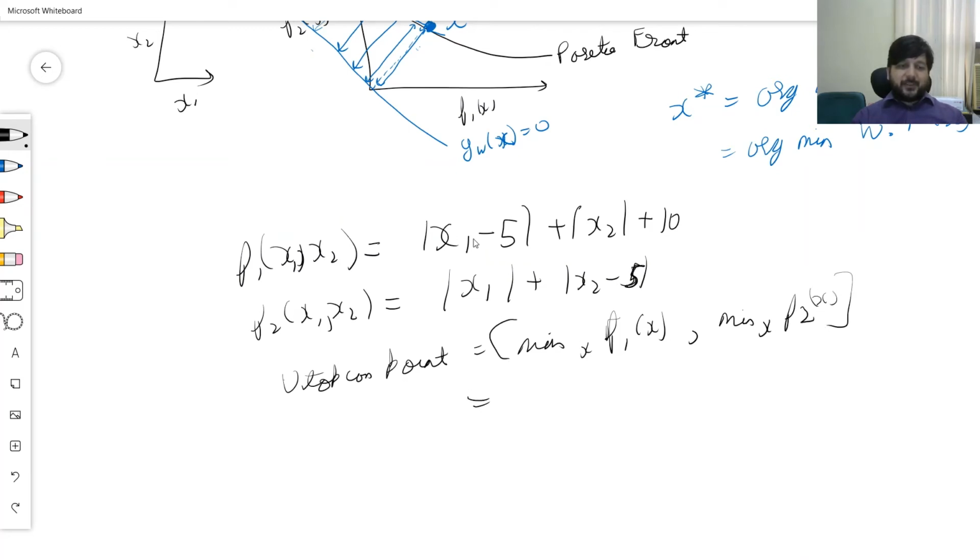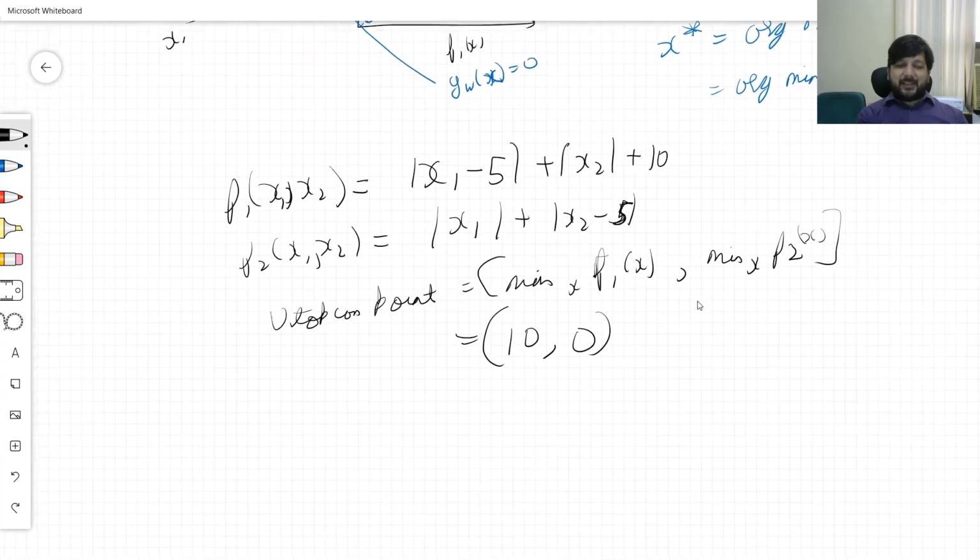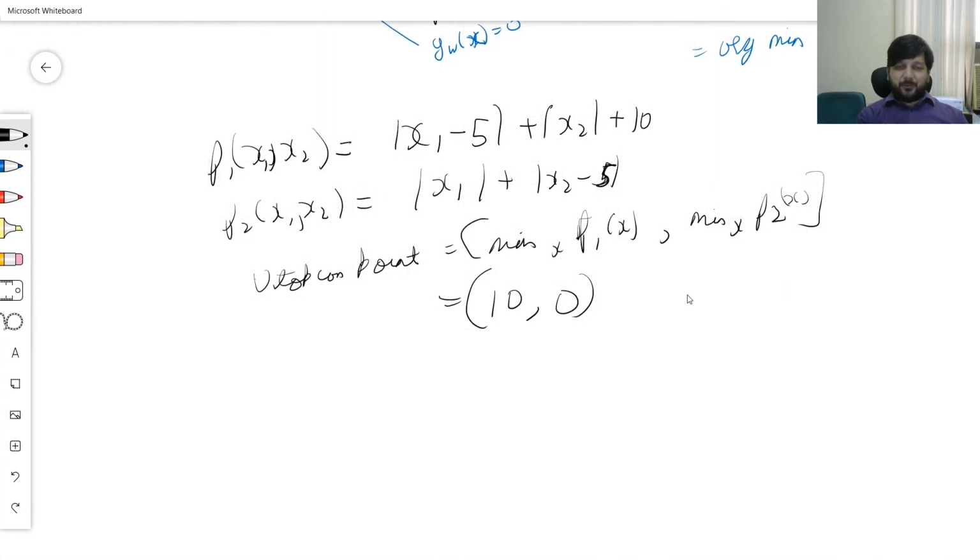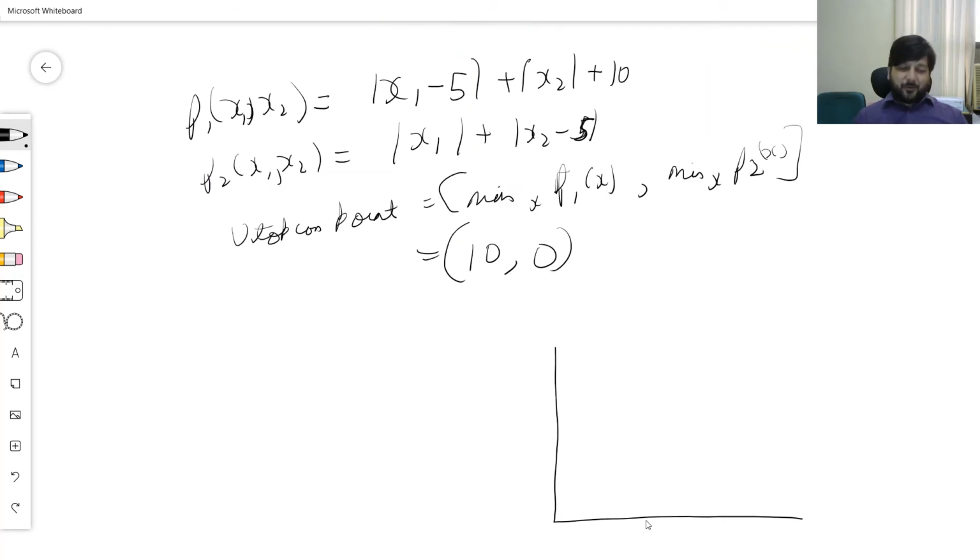So the lowest value of this becomes, when x1 is 5, 0 plus 10, and the minimum of this one is 0. So now I've got the first function which will never get a value less than 10, and the second one could potentially even go down to a value of 0. So that means my actual Pareto front is not the one that I was drawing. F2 can go up to 0, but F1 can only go up to 10.